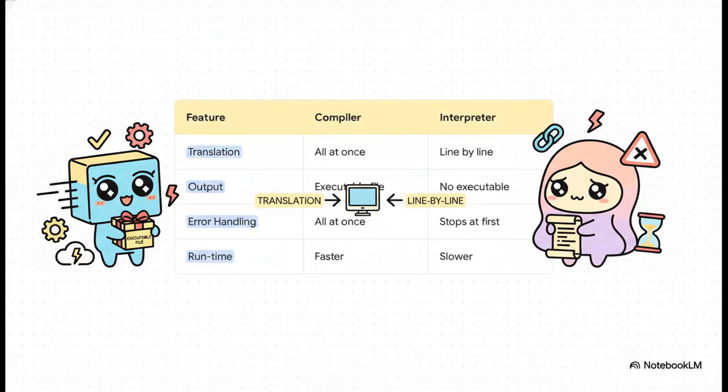So let's break down those key differences. The compiler translates everything before running, and it gives you that separate executable file. The interpreter translates line by line while the program is running, which is generally slower, and you don't get an executable file at the end. For an exam, a brilliant, concise answer would be, a compiler translates the entire program at once, whereas an interpreter translates it one line at a time.